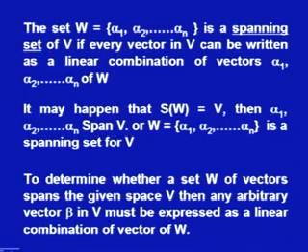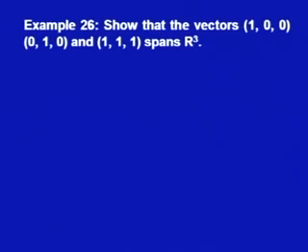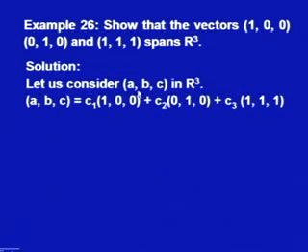Now, to determine whether a set W of vectors spans the given space V, any arbitrary vector beta in V must be expressed as a linear combination of vectors of W. We illustrate this with an example. The example is to show that the vectors (1,0,0), (0,1,0) and (1,1,1) span R cube. Let us consider any arbitrary vector (a,b,c) in R3. It can be expressed as a linear combination of these three vectors: c1(1,0,0) plus c2(0,1,0) plus c3(1,1,1).